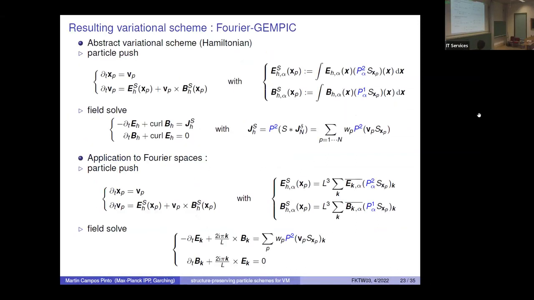You can apply that to spectral solvers. Then you will have these projection operators. Let me see. Maybe I will stop in 5 minutes to allow for a few questions.